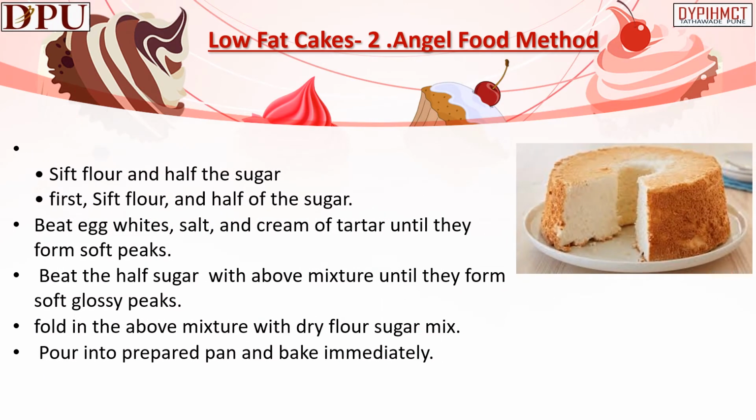Now, we will see next low-fat method of cake making. That is angel food method. Process of the angel food method of cake making is as follows. First, sift flour and half of the sugar. Next, beat egg whites, salt, and cream of tartar until they form soft peaks. Beat the half sugar with above mixture until they form soft glossy peaks. Fold in the above mixture with dry flour sugar mix. Pour into prepared pan and bake immediately.